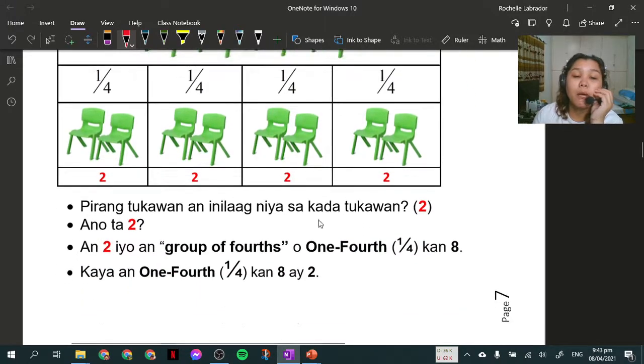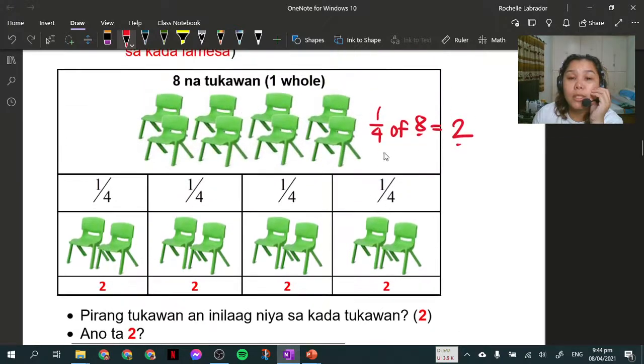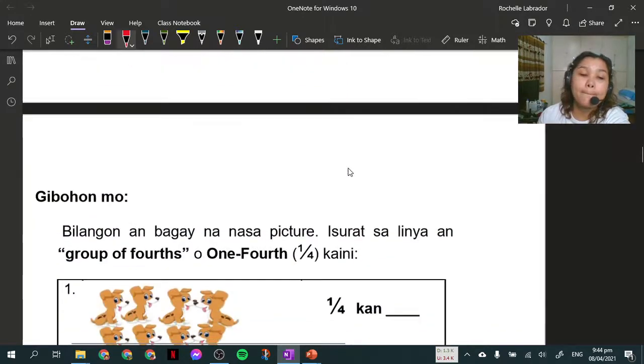Okay, pirang tukawan ang inilaag niya sa kada tukawan? 2. Why is it 2? Ang 2 ay ang group of fourths, o 1/4 kan 8. Kaya ang 1/4 kan 8 ay 2. So, this is the same with what I have written here. 1/4 of 8 is 2.